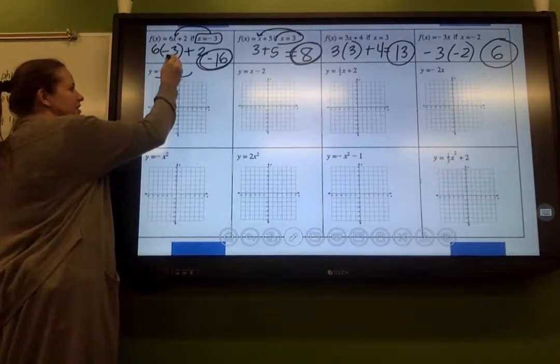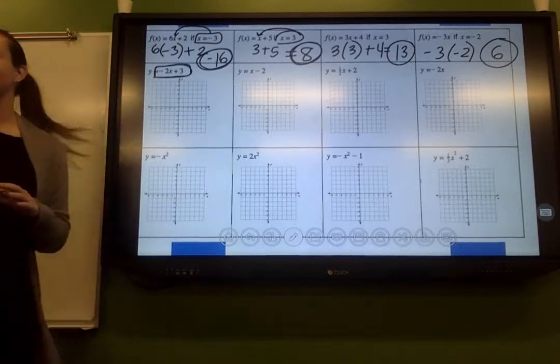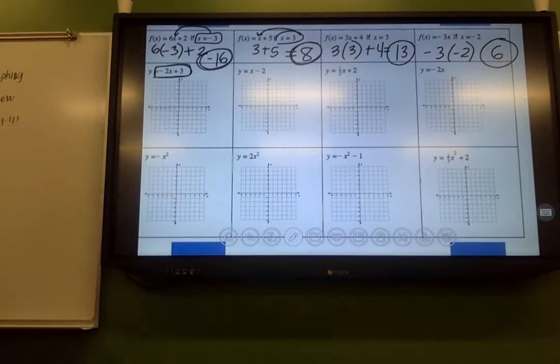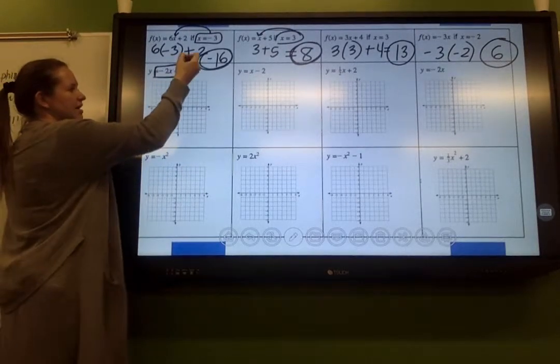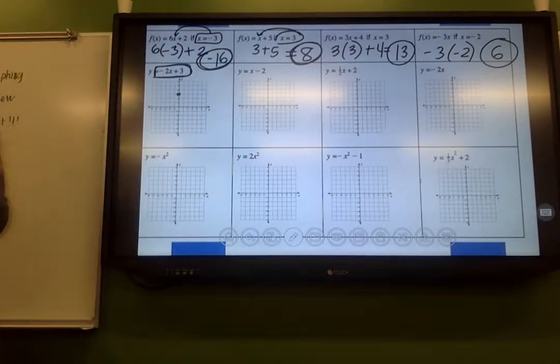First one is -2x plus 3. So y'all keep messing this up. Where do you start? Do you start at the 2 or the 3? The 3, right? It's because it's up. It's on the end. So go up 3 to start and put a dot there. I know these graphs are so small. Can you kind of see them? I had to make them small to fit them all on here.